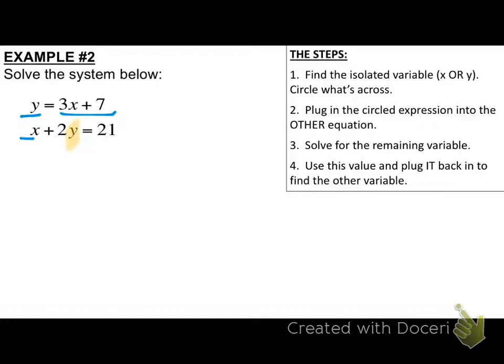I have this x plus, now I have two y's. So when I substitute this in, I'm actually going to keep 2 times, and then I'll put in the 3x plus 7.